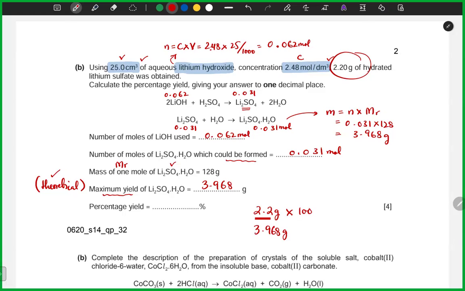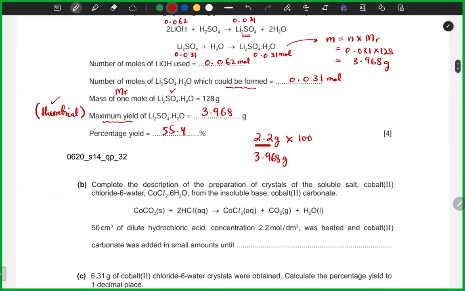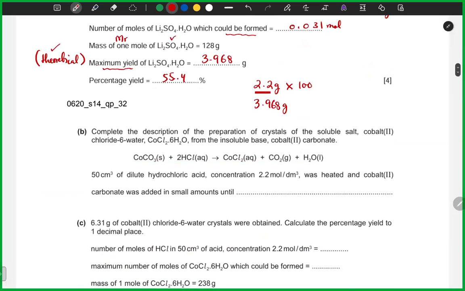So let's try and do that on my calculator. It's going to be 2.2 divided by 3.968 times 100. So that gives me 55.4%, to three significant figures. So that's this question.